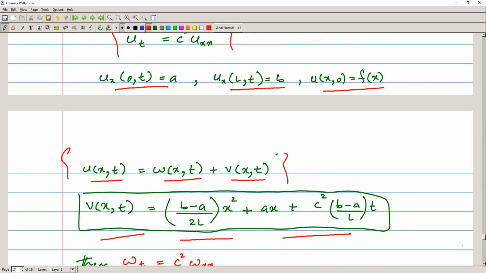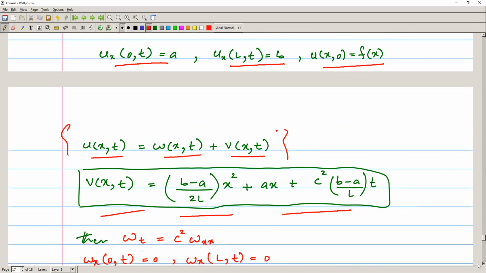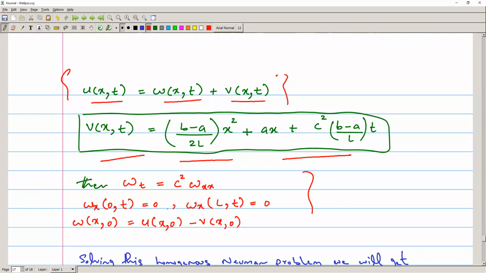So we can easily find this solution. And then the PDE will be converted to homogeneous form, this form, right? And we can solve it easily. So in this manner, we can solve the problem for the special case of Neumann boundary conditions when a is not equal to b. That means the boundary conditions are not equal.